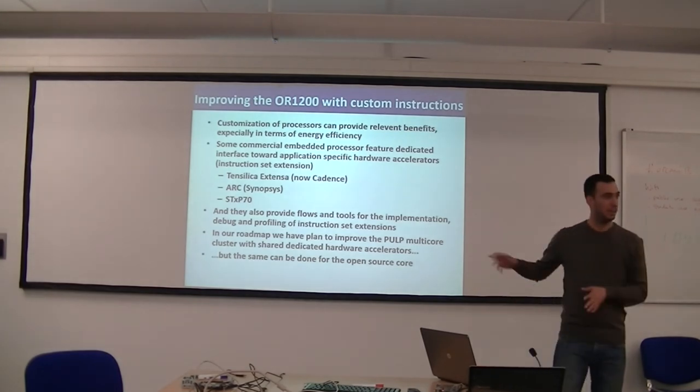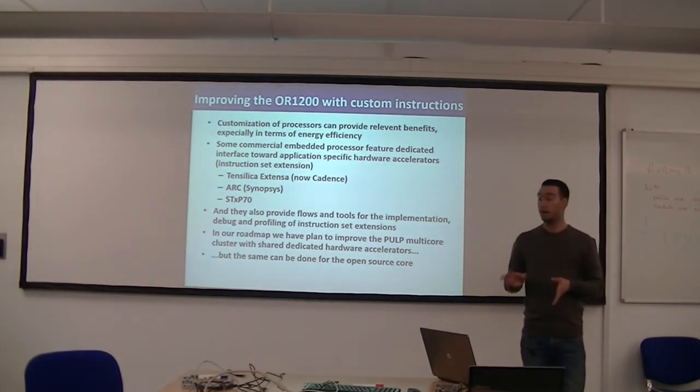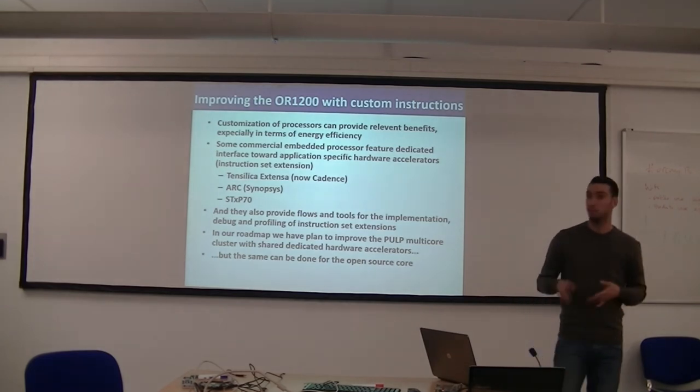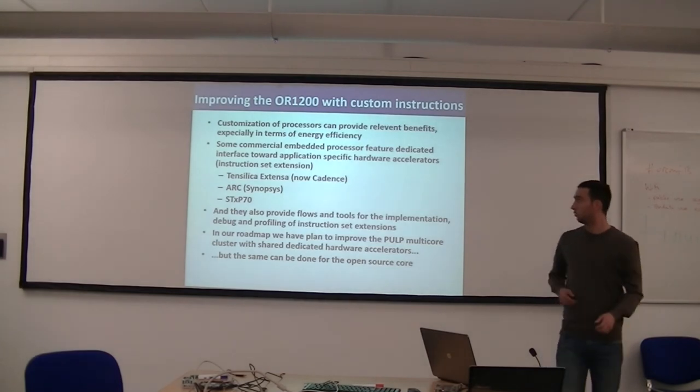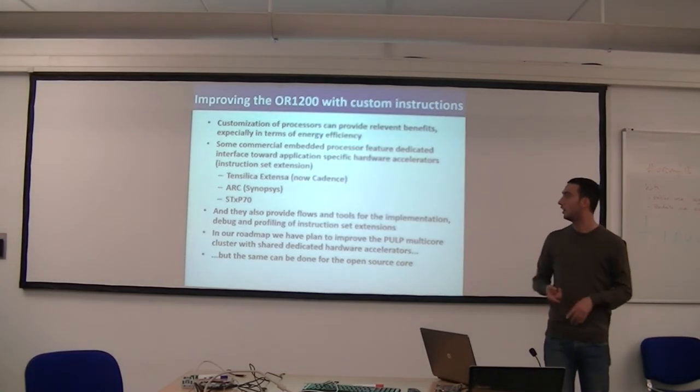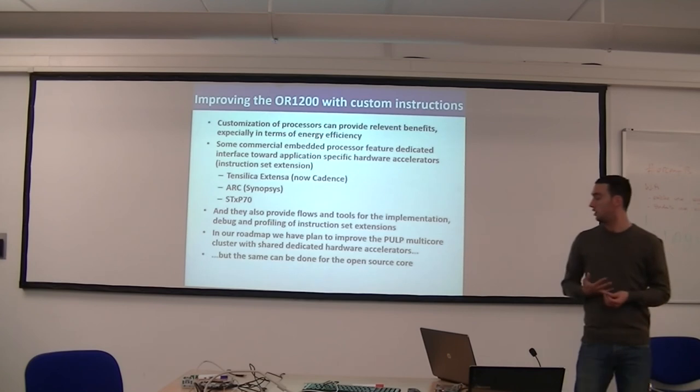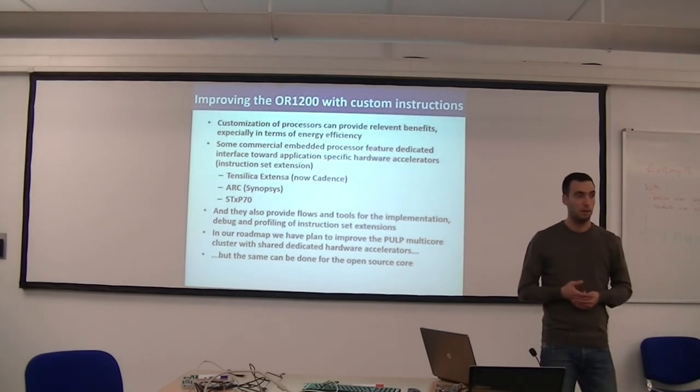Okay, another idea we had is to add a custom instruction set extension on the OpenRISC. This is already done in some processors, such as the Zürich extension ARC or XP70 also. And so yeah, we are planning to do something similar on the OpenRISC. So to export an interface from the pipeline would be easy. There's already a template in the OR1200 to do that for the l.cust5 instruction.